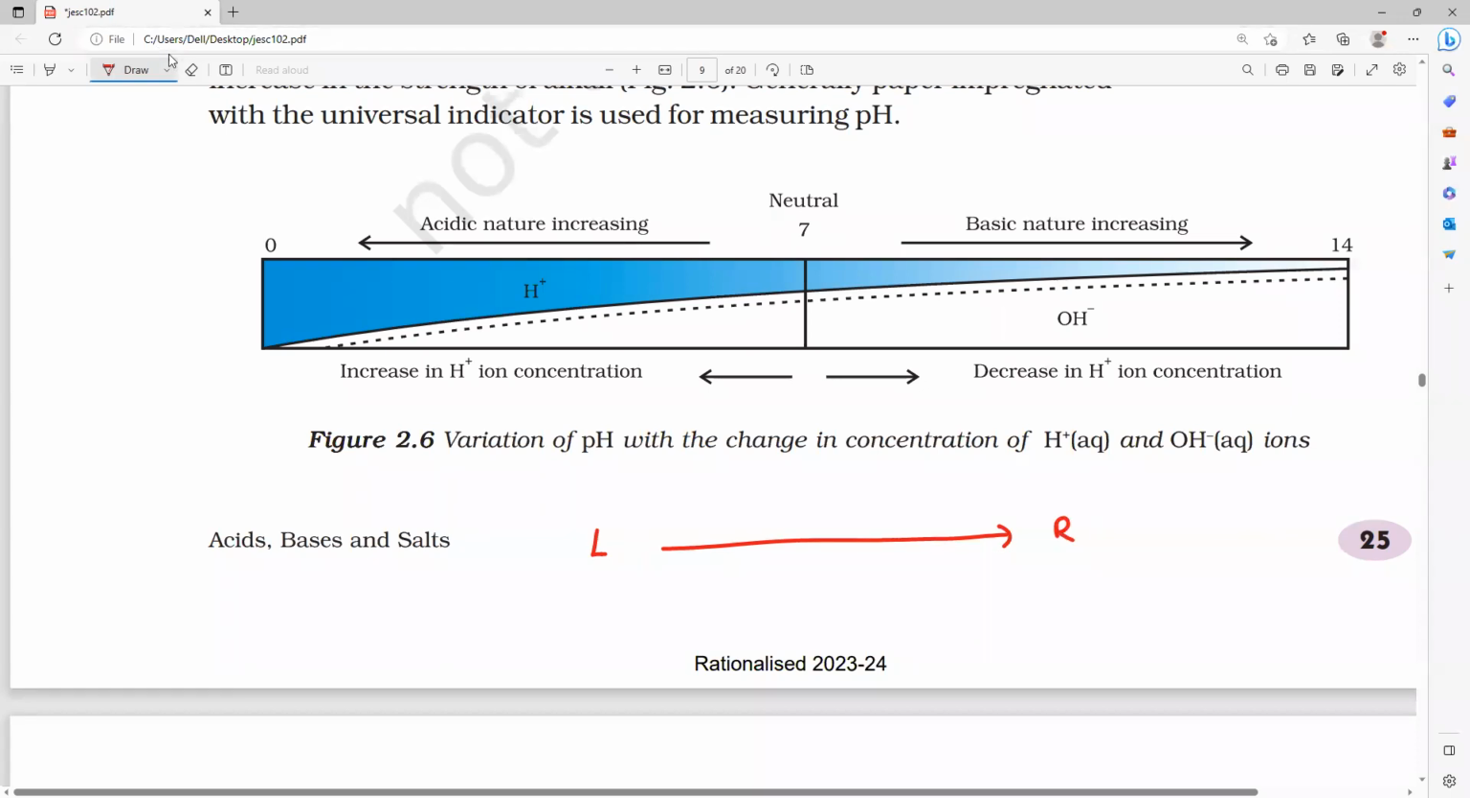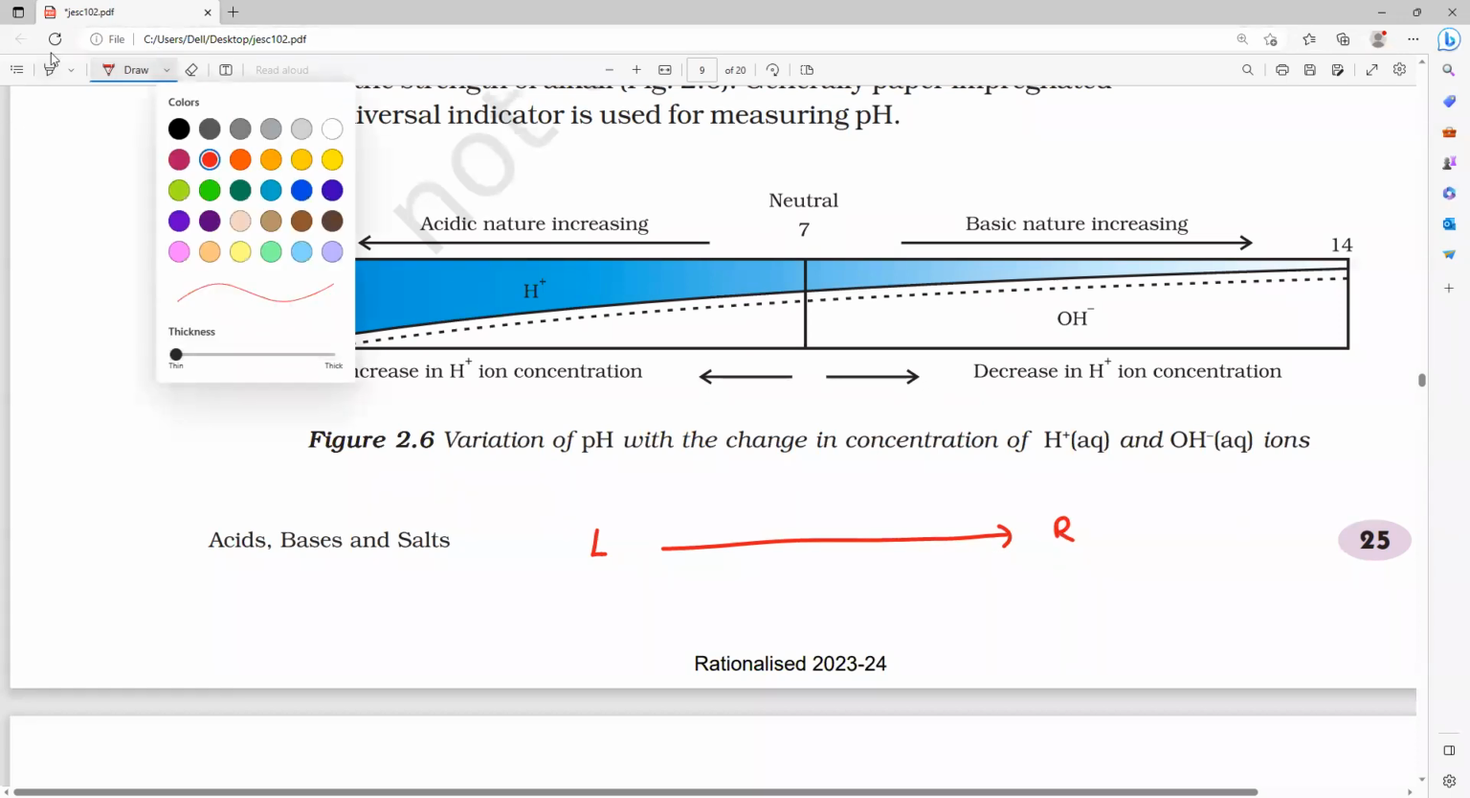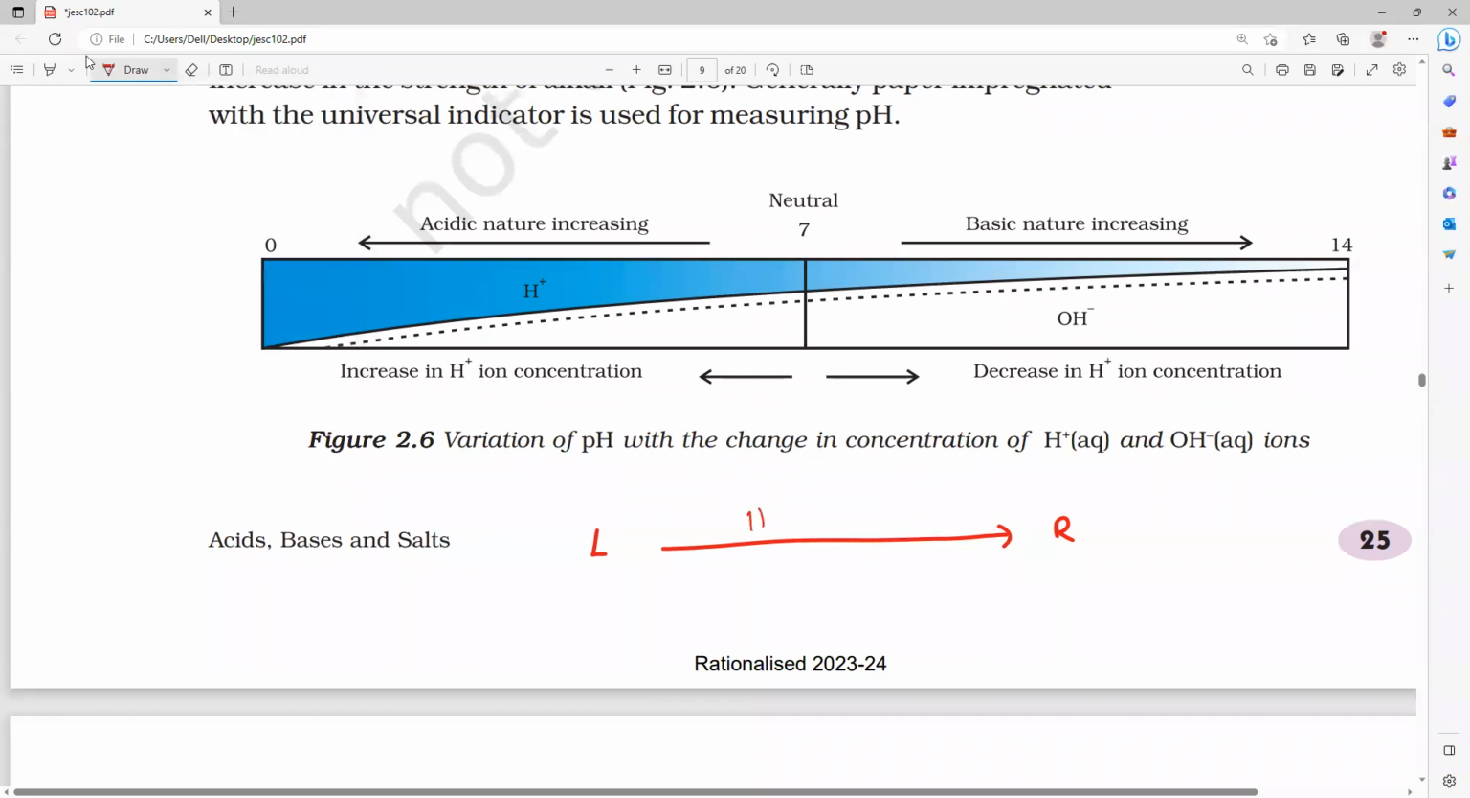Understanding? So what is happening, guys? From left to right, what is happening? H plus ion concentration decreases and OH minus ion concentration increases. So when I'm moving from left to right, continuously somebody is increasing. Who is increasing? OH minus ion concentration. So these dotted lines indicate OH minus ions.